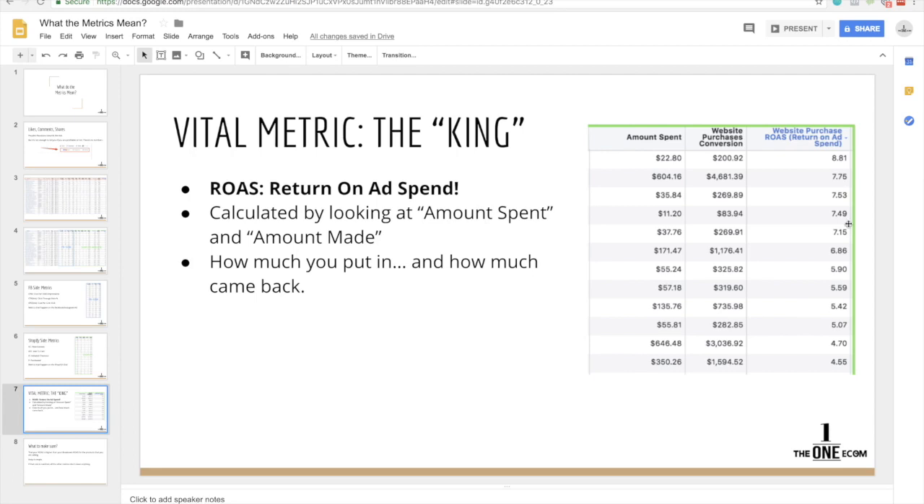Crazy ROASes. And basically, this is the most important metric, and that basically we focus on, right? We don't focus on anything but ROAS, because at the end of the day, if you're profitable, you're profitable, all right? And that's what matters.